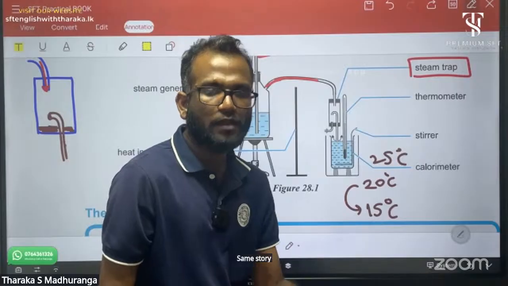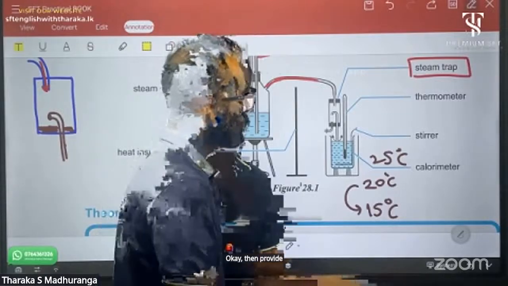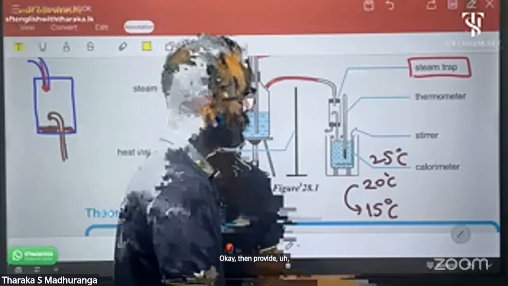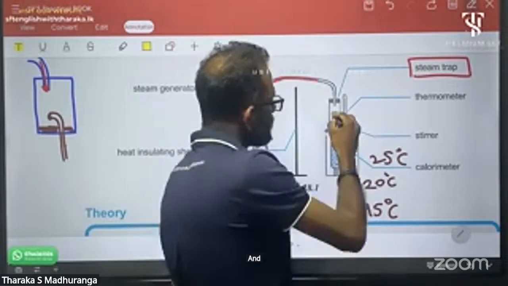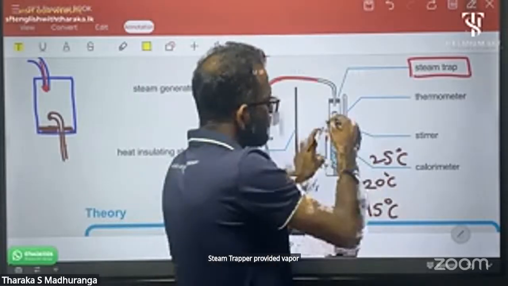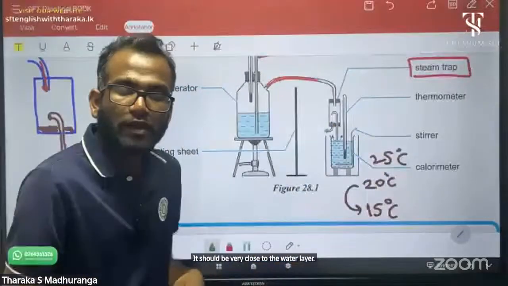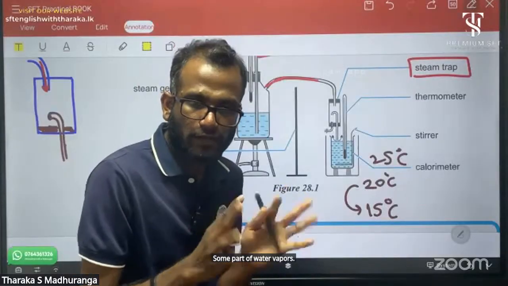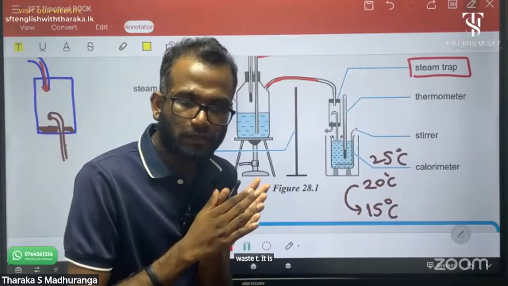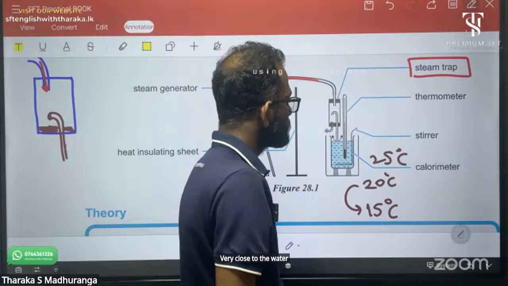Okay, this steam generator produces steam and provides it to the calorimeter, through a steam trap. The vapor carrying tube should be very close to the water layer. If not, what happens? Some part of the water vapor is wasted and released to the atmosphere. Therefore, it should be very close to the water surface.